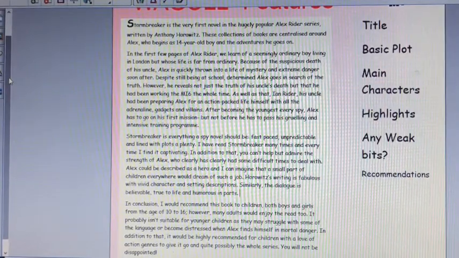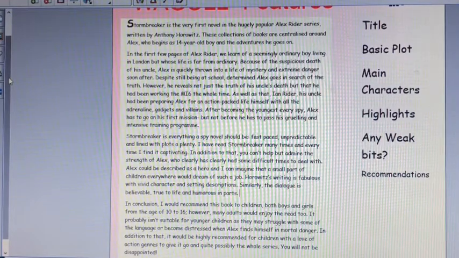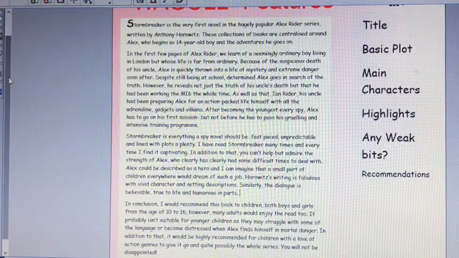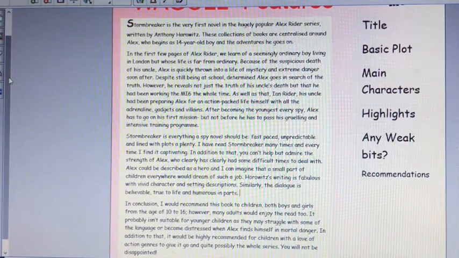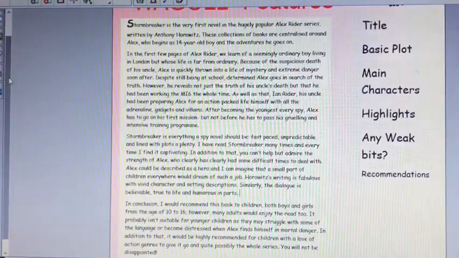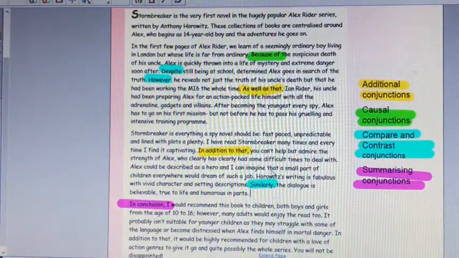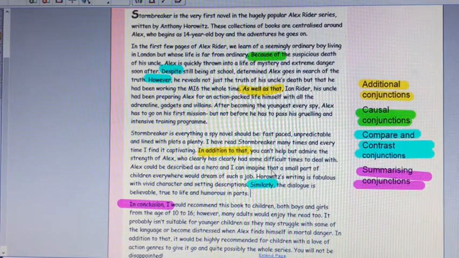And then we can see we move on to recommendations, recommending both boys and girls a certain age range, but also that adults would love it too. And it kind of explains why they think that as well. Okay, but the focus of today's lesson was to look at using a range of conjunctions. So I'm going to share some now within our book review.